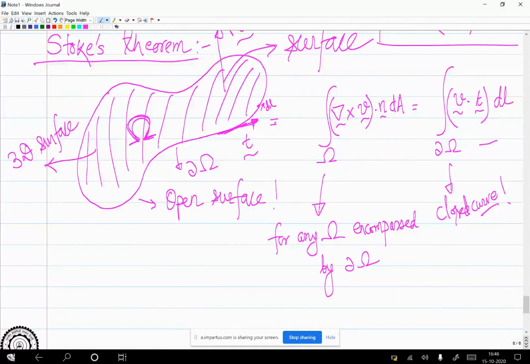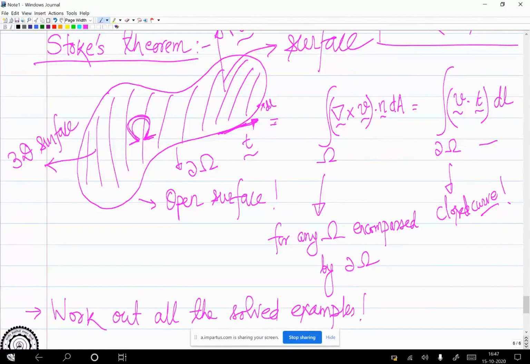Okay, so I will stop here. And as I said to you, this is from chapter 5. Please go to chapter 5 and work out all the solved examples. There are so many interesting solved examples there. Work out all the solved examples. Okay, now if you have any query, please ask me. We have 3 minutes left.